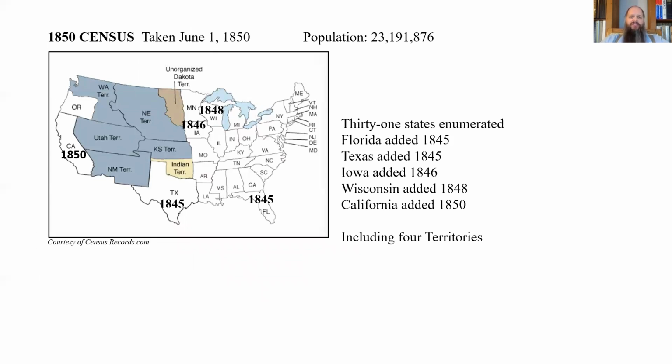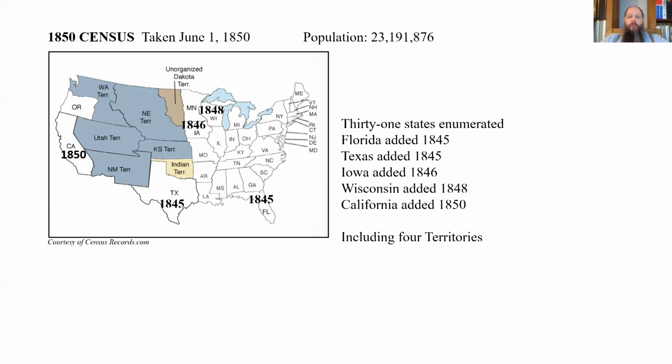The 1850 census was taken on June 1st of 1850. The population of the United States at the time the return was taken was over 23 million individuals. There were 31 states enumerated. And since the previous decade of 1840 through 1850, there were several states that were newly added. Florida and Texas had been added in 1845.